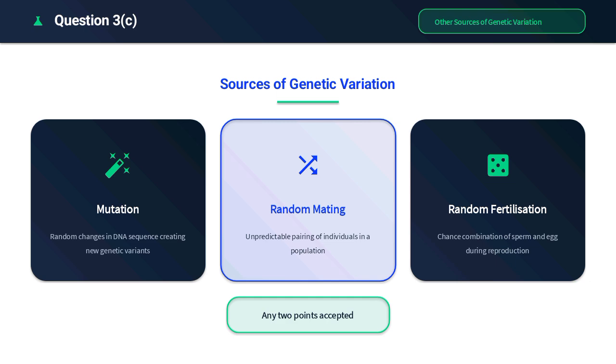Another valid answer is random fertilization, the chance combination of which sperm fertilizes which egg during reproduction. Any two of these are acceptable. Remember, genetic variation is essential for evolution and adaptation.